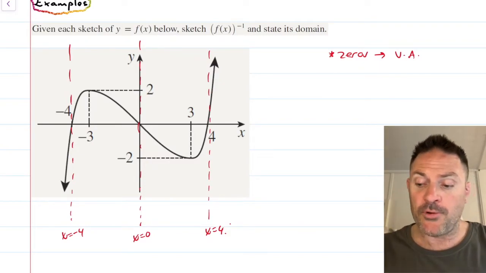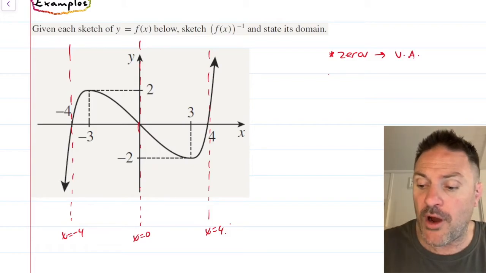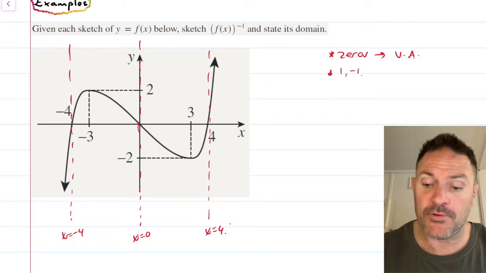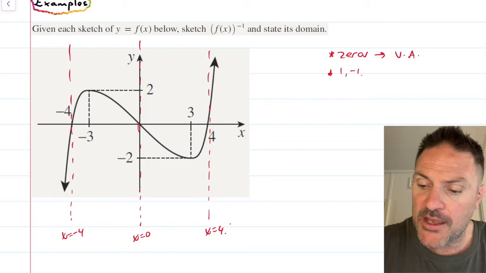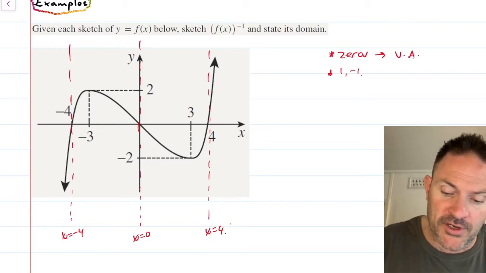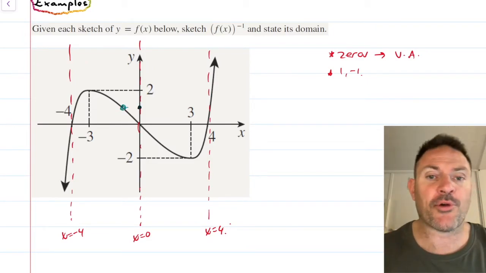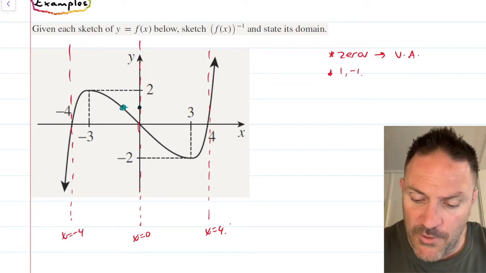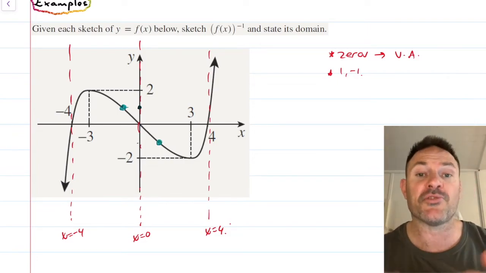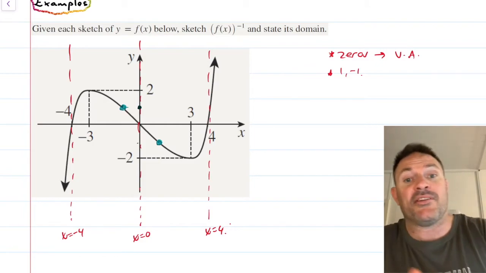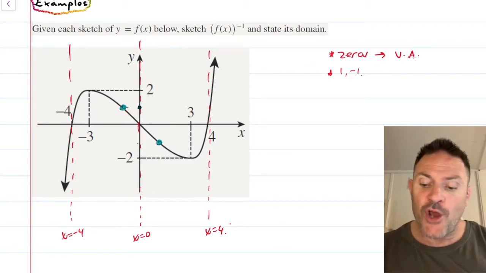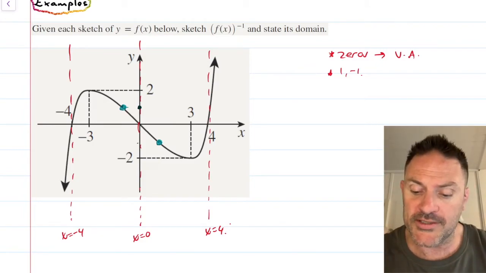Some other things that are important to me: my 1 and -1. So I'm going to do this in a different color. My 1 here, of course, I'm going to go across. That's where my graph is going to intersect. And my -1, that's where it's going to intersect, because the reciprocal of 1 is 1 and of -1 is -1, it doesn't change. So I know my graph's going to go through those 2 points.